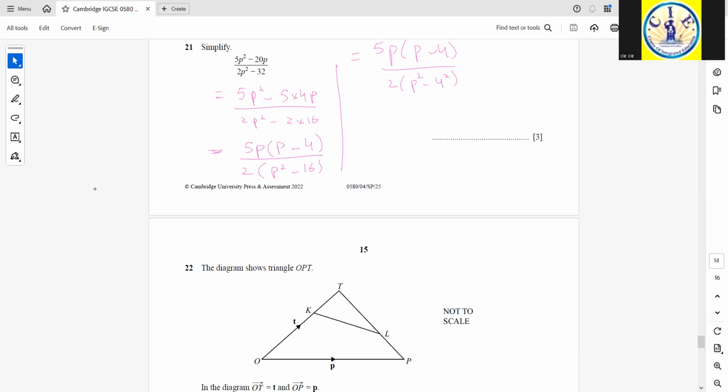We can apply the identity a squared minus b squared is equal to a plus b times a minus b. So this would give us 2 times p minus 4 times p plus 4. So that we can cancel p minus 4. The final answer is 5p divided by 2 times p plus 4.